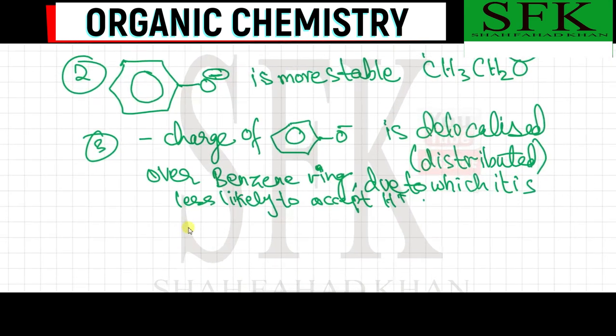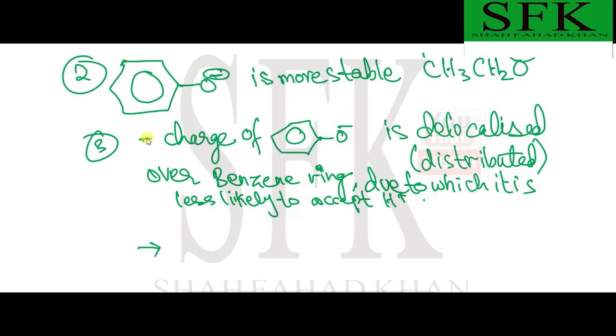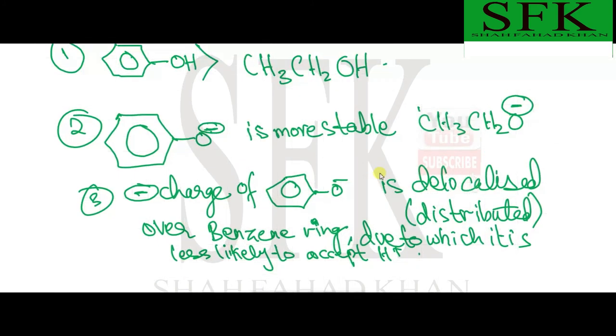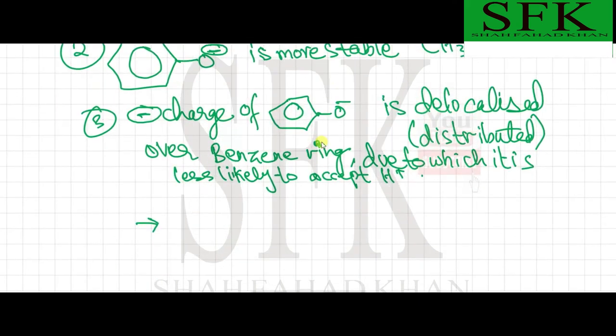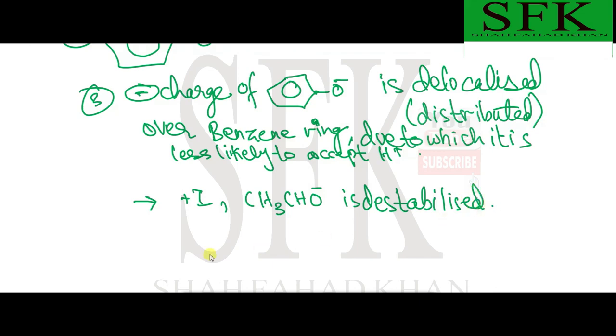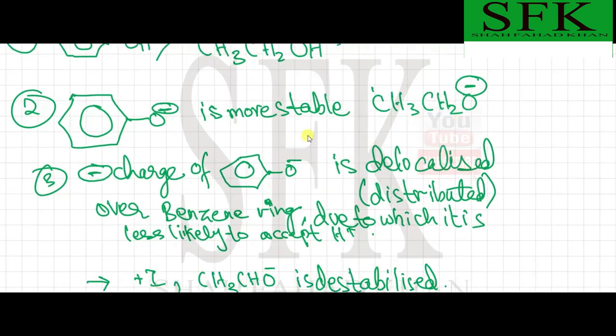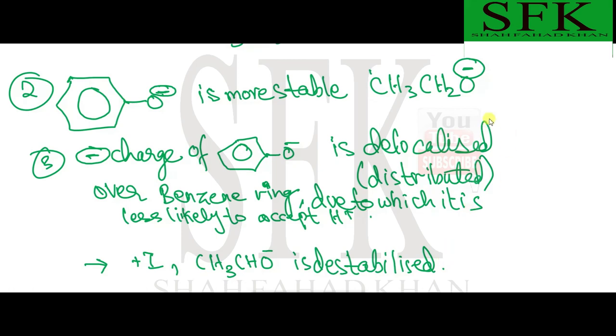But now, what are the additional points that you may include in your answer? Basically, the alternative valid points of the marking scheme. The negative charge of phenoxide is delocalized over the benzene ring. This has been covered. And you may write about the positive inductive effect in the ethoxide ion. Due to the positive inductive effect, the ethoxide ion is destabilized. This is your additional valid point that you may include in your answer. I would suggest that you must include it in your answer to be on the safe side.